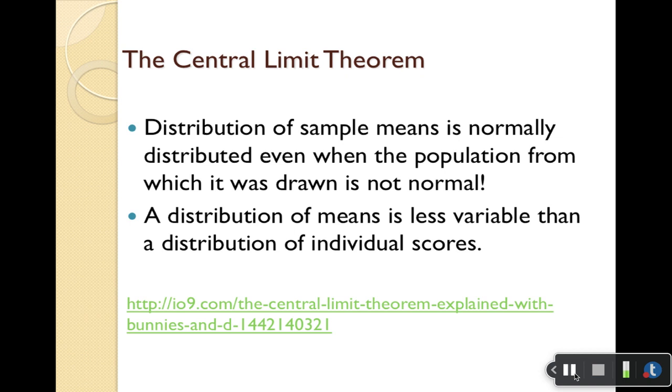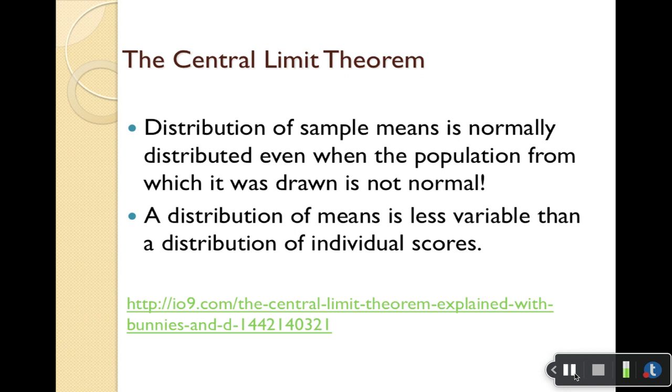If we think back to previously, we talked about skewed distributions. You might have a positive or a negative skew, and it doesn't fit that normal distribution. Instead of using those individual scores, if we use this technique of a distribution of sample means, we can actually normalize the distribution, and this will allow our statistics to run.